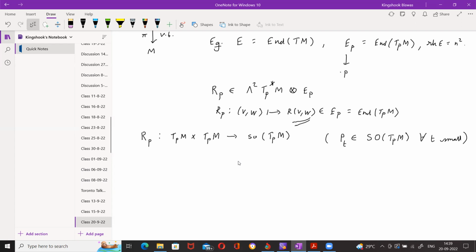Okay, why the S here? Why is the determinant 1? Because PT is close to the identity, right? So therefore, if it's orthogonal and close to the identity, it must have determinant +1, right?